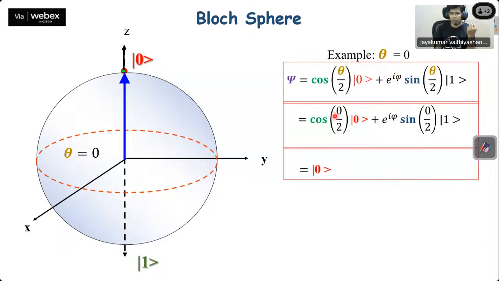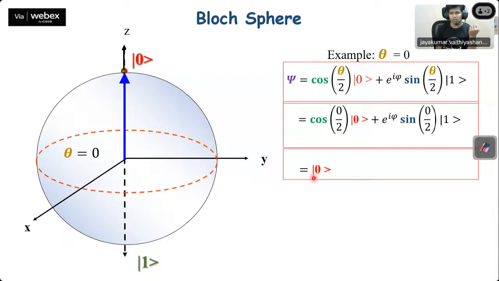So cos 0 by 2 will turn into 1. So 1 multiplied with state 0 gives you state 0. Sine 0 by 2 will turn into 0. So 0 multiplied with state 1, the whole component becomes 0. So the sine part is eliminated. You only got the cos component. That is why you got state 0.